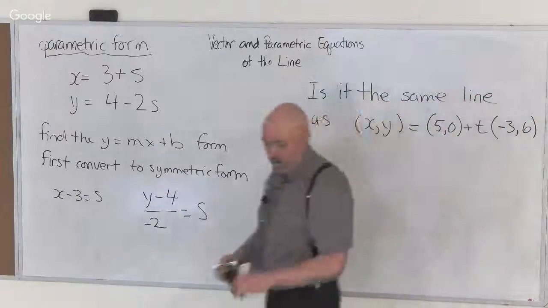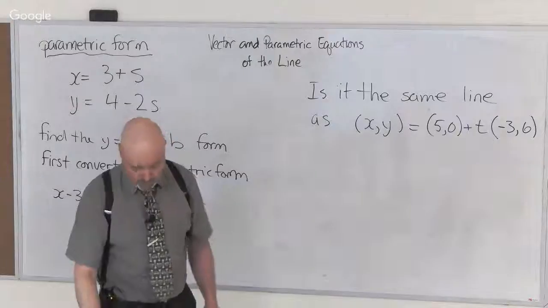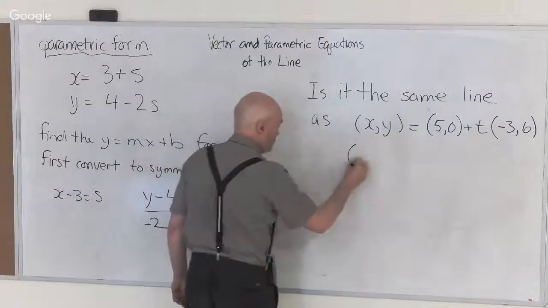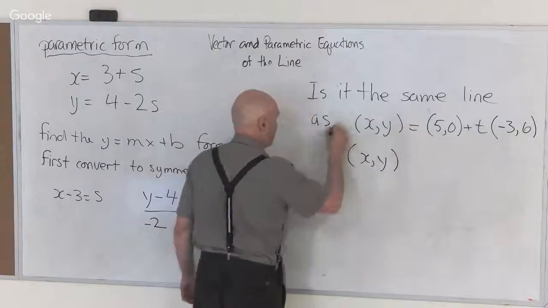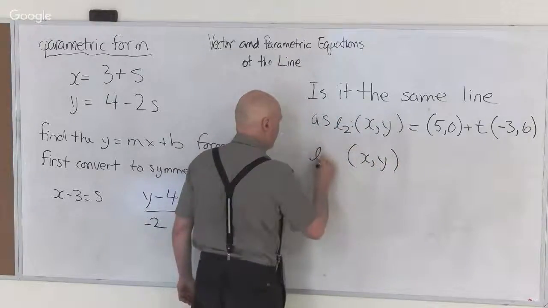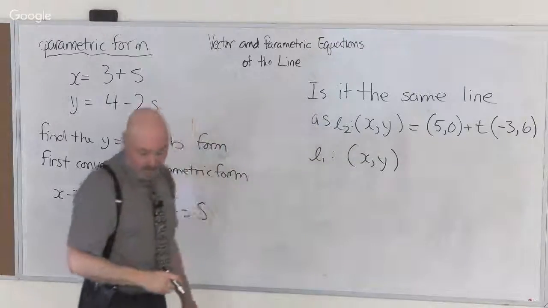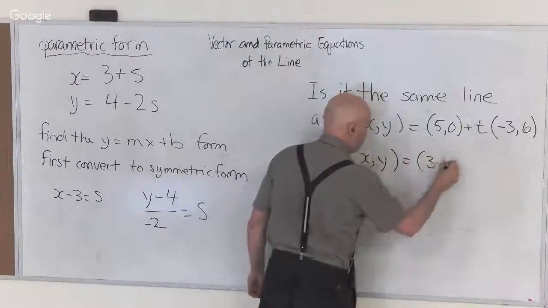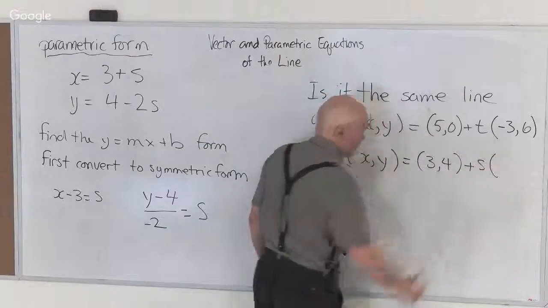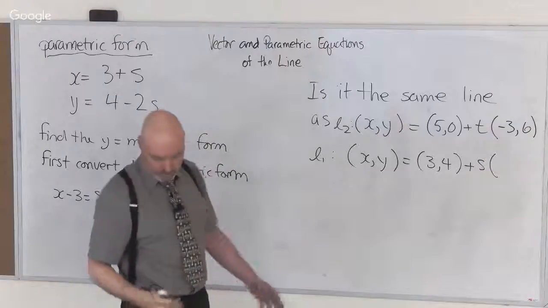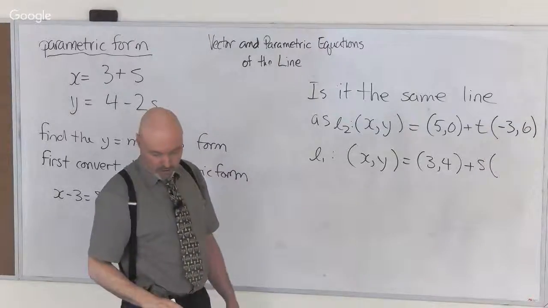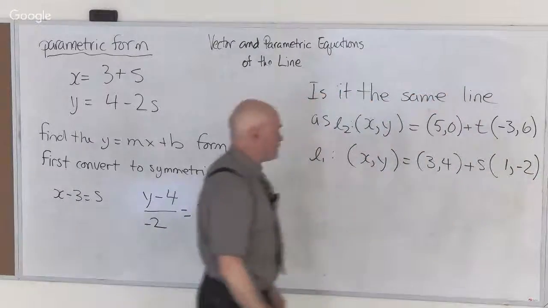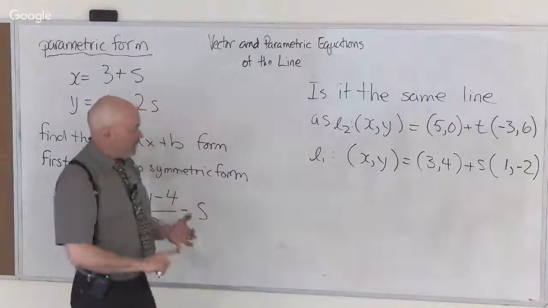Okay, and I better write up the original here so that we can see it again. So this is the one we're interested in knowing. This is L2, and this is L1. This is the original one, and it was defined as xy equals 3, 4 plus s. I don't know if I used s. No, I used t, but that's okay. We'll learn how to cope. 1, negative 2.